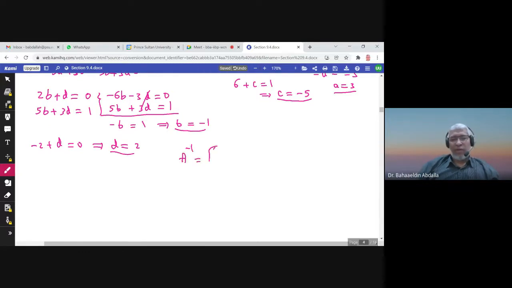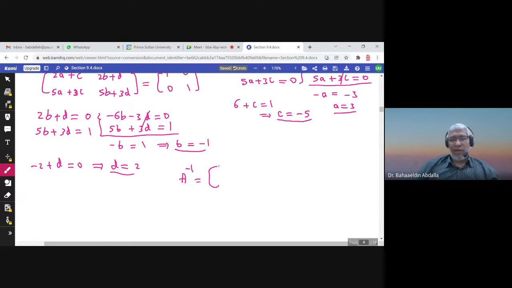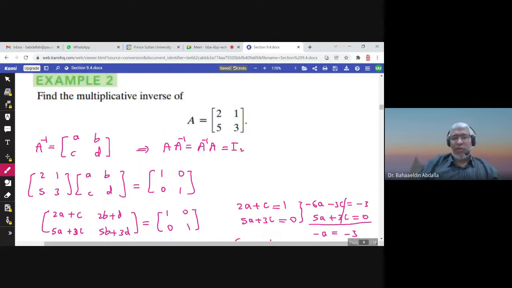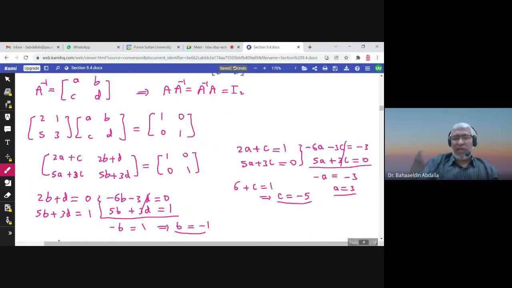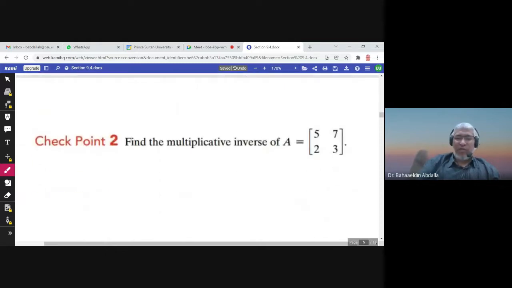A inverse is A, B, C, D. What is A? A is 3, B is negative 1, C is negative 5, and D is 2. So this is A inverse. So this is a method to find A inverse using the definition, and you can now check that A times A inverse and A inverse times A will give you the identity matrix. Please do the same here.